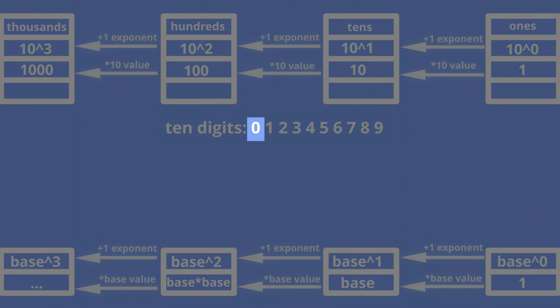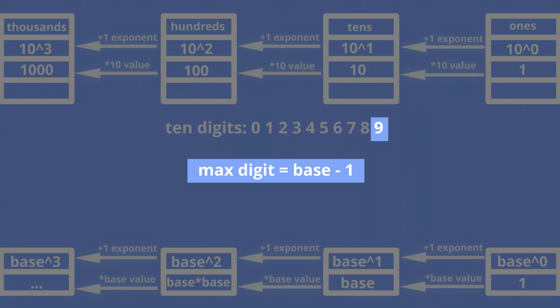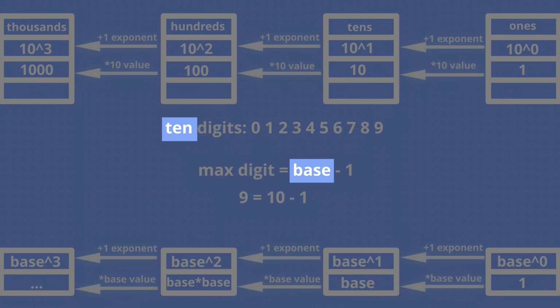Please pay attention that for any positional number system, including base 10, the first digit is always 0. And the last or maximum digit always equals the base minus 1. For the base 10 number system, 9 equals 10 minus 1. The number of digits always equals the base. In our case, the base is 10 and the number of digits is 10.